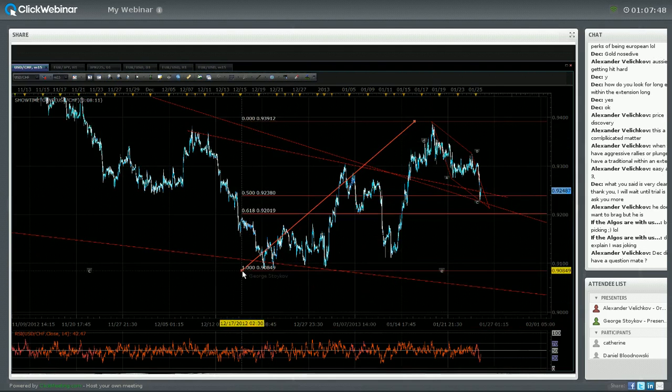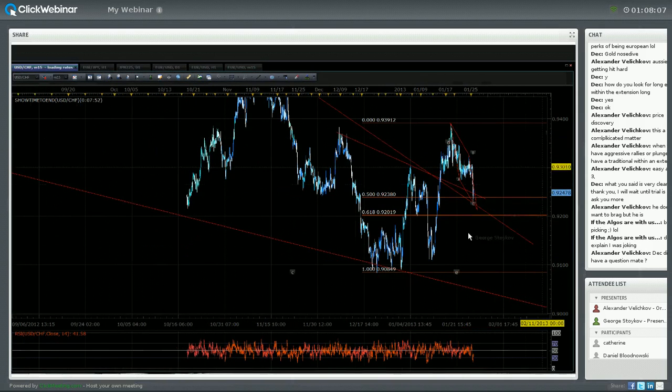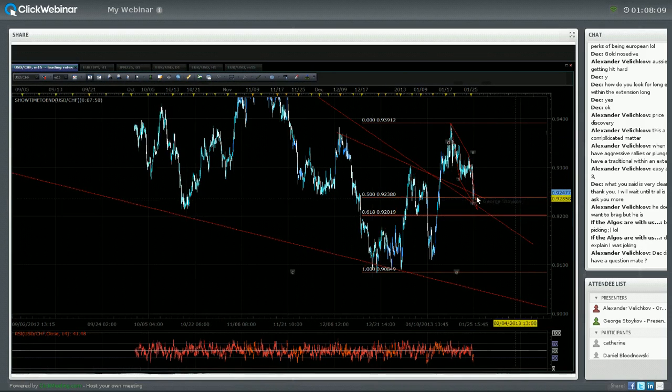If we take this anchor, and to be quite frank, AB equals CD, A equals C as well. The A equals C wave is at the 92.1 mark. So we could see some more downside, but what I would like to point out now, actually this is not too bad of an entry here.